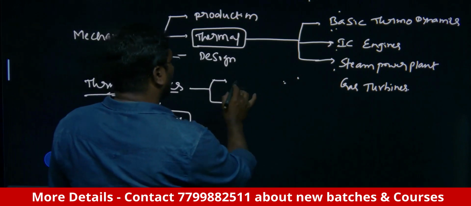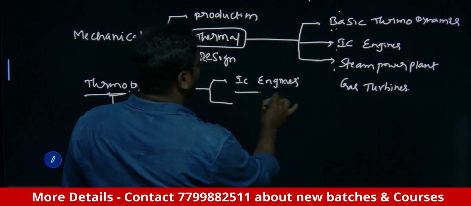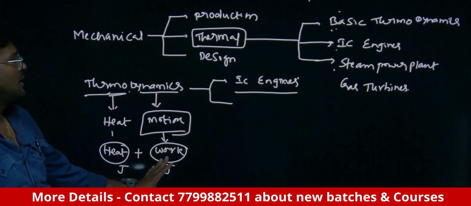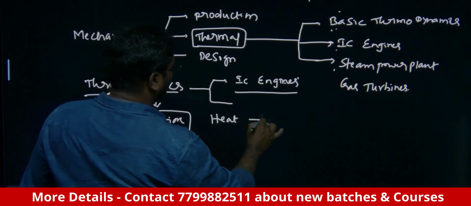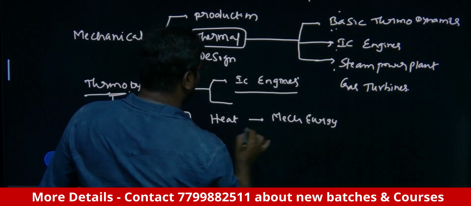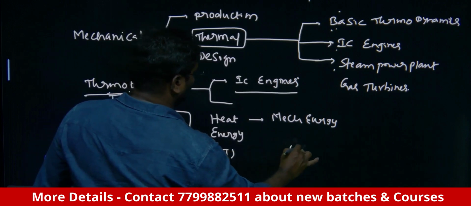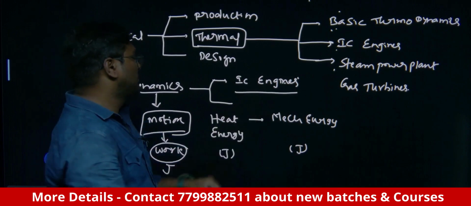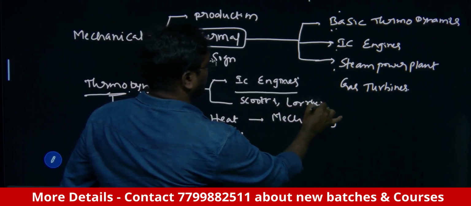That's why one of the applications is the IC engine. Only in IC engines, heat is converted into mechanical energy. How is heat energy converted into mechanical energy? Heat energy is in joules and mechanical energy is in joules. One of the applications is the IC engine, in bikes, for example, scooters, lorries, buses.